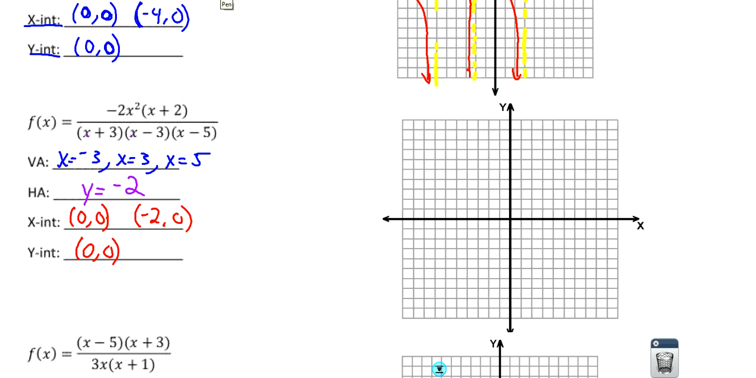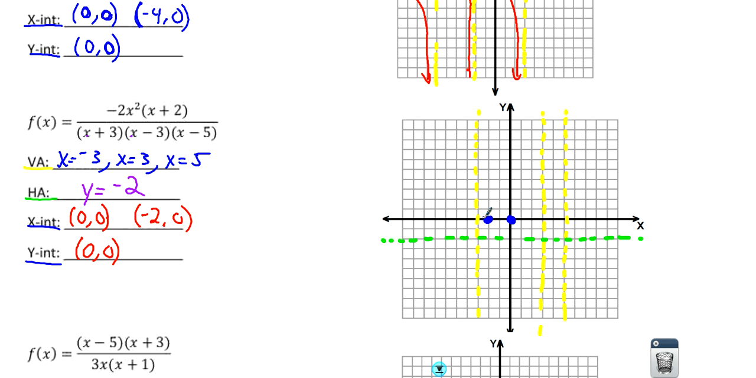All right, same thing. Start with the information we know: vertical asymptotes, horizontal asymptotes, x and y intercepts. Starting with our vertical ones, we have 3 again. We have one at -3, +3, and +5. Our horizontal asymptote is at -2, so it's down here. And we have x-intercepts at 0 and at -2.